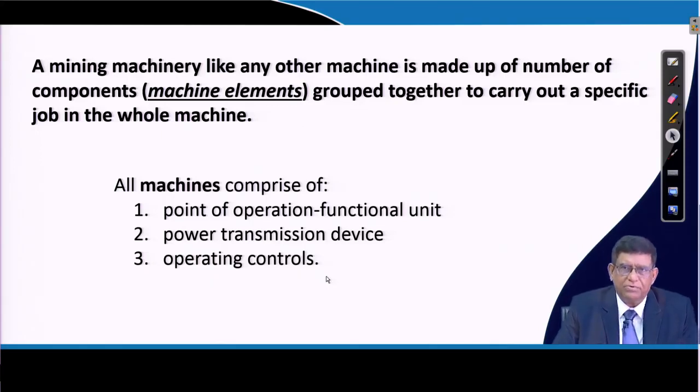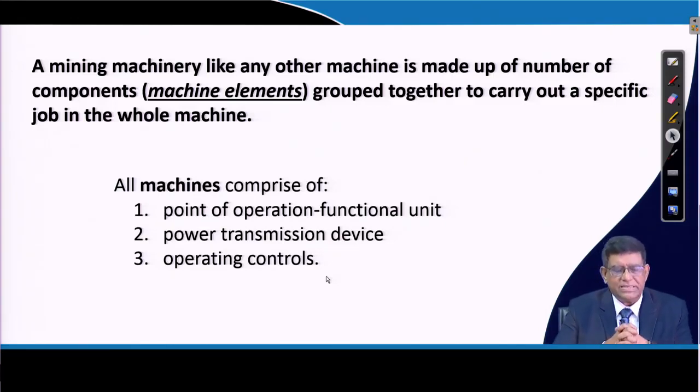Even if you talk of your sewing machine, what is there? The point of operation is the needle, which moves up and down, and that is the main functional unit. And there is a power transmission system in your sewing machine. When the tailor is pedaling, you can see that a belt or a rope is used for transmitting that power, and ultimately the power from the pedal comes to the needle. And then there is an operation control. In your sewing machine, you can adjust the length of the needle work.